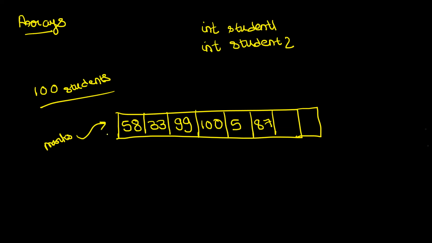And when I want to see the marks obtained by the third student, I will just go to the third location of my container and see that, yes, the third student has obtained 99 marks. This container is what I call an array.